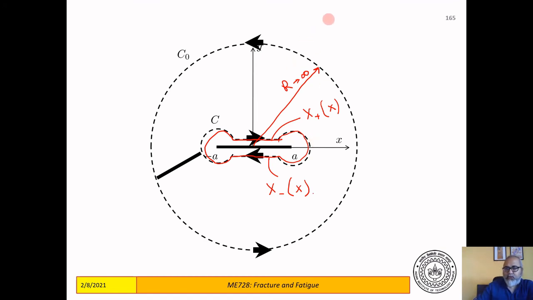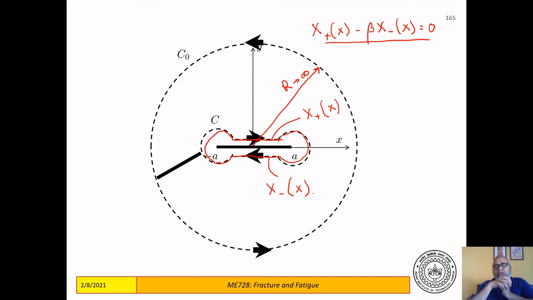Remember that xz is the solution of the homogeneous Hilbert problem. So x plus plus x minus is equal to 0, because xz is a solution to the homogeneous Hilbert problem, right? So now we will be able to evaluate this contour integral. Remember, we are going to evaluate the contour integral over c plus c naught of 1 d zeta by x zeta minus z. This is the contour integral we are planning to evaluate.